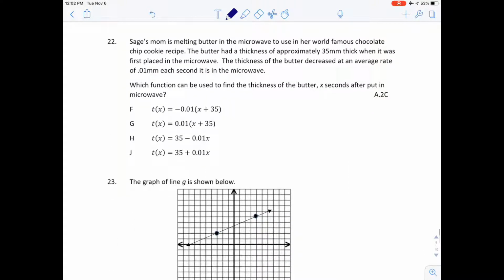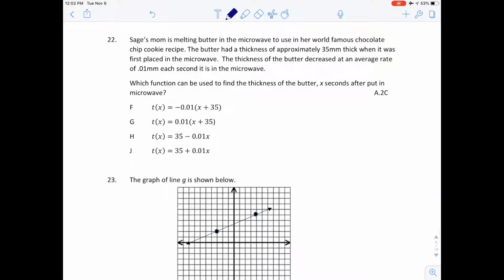All right, number 22. So anytime you can get something to y equals, type it in. 22, Sage's mom is melting butter. The butter had a thickness of approximately 35 millimeters thick when it was first placed in the microwave. So first placed in the microwave, that's going to tell me my y-intercept or my b value. Okay, so it's starting at 35.